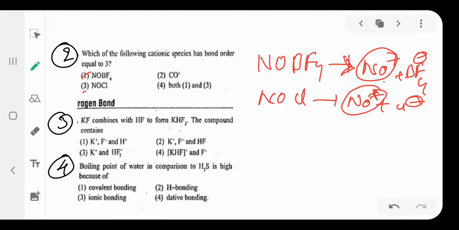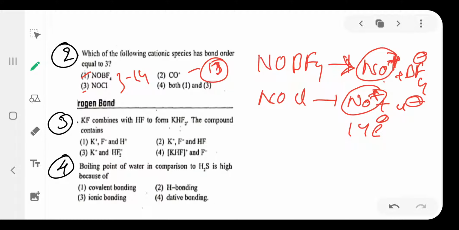For NO plus, the total number of electrons: nitrogen 7, oxygen 8, 7 plus 8 is 15. Here one positive charge is there, so removing one electron gives a total of 14 electrons in the NO plus ion. For CO plus: carbon 6, oxygen 8, 14, and one plus charge is there. From this 14, one electron is removed, so 13 electrons are there. Among these, these two have 14 electrons and this one contains 13 electrons.